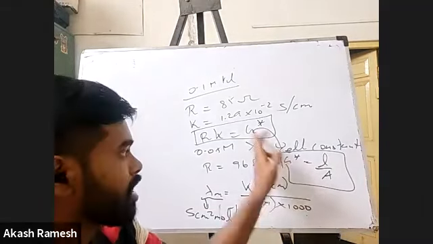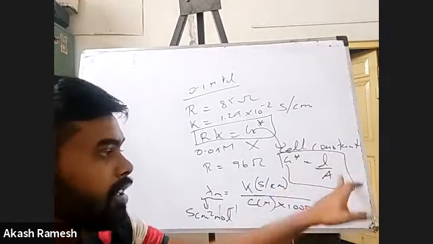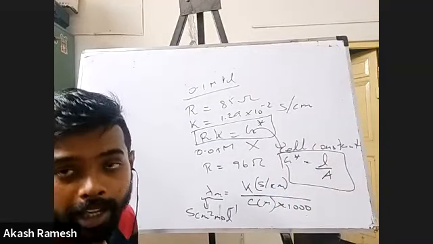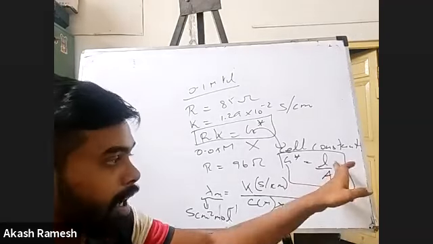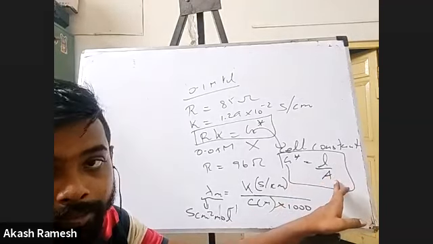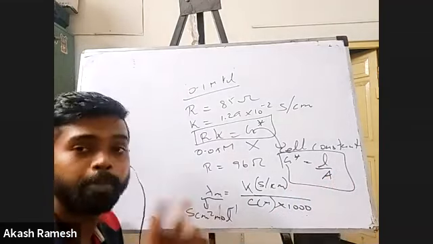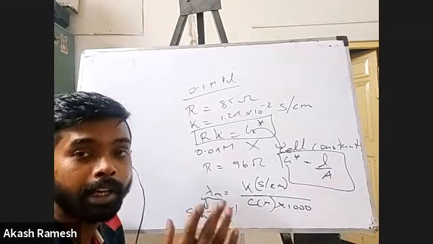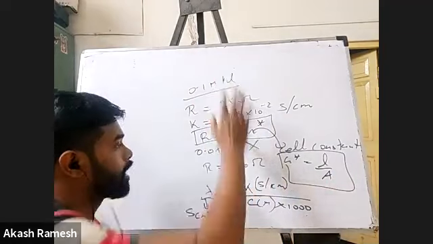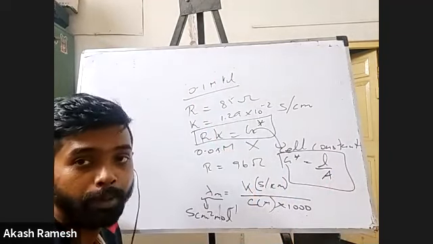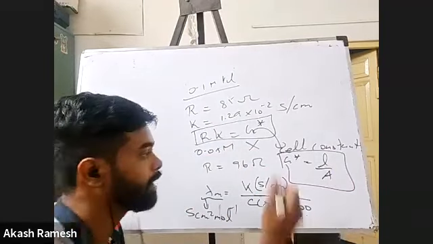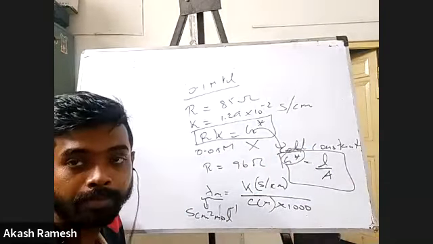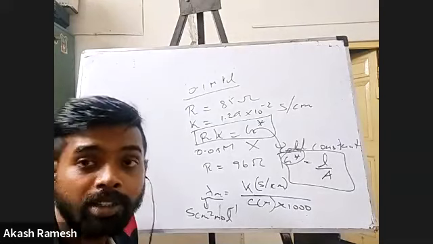Anyways, this G star is what is called your cell constant, and that's nothing but L by A. L is the length of the conductivity cell, A is the area of the conductivity cell. Now they have mentioned in the question that for both the 0.1 m KCl and the 0.05 m unknown solution, they are using the same conductivity cell. That means they will have the same G star.